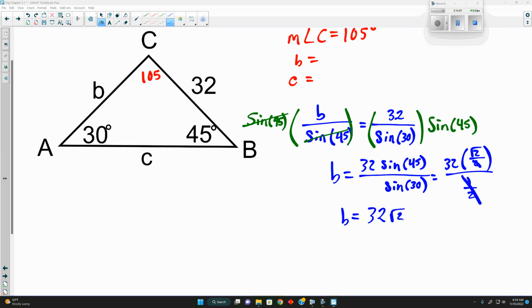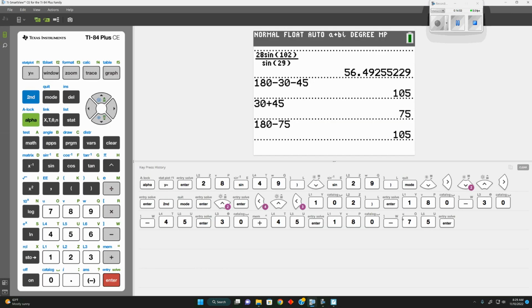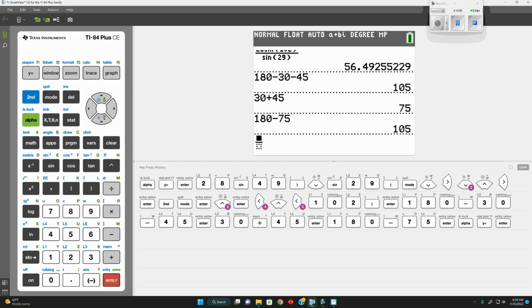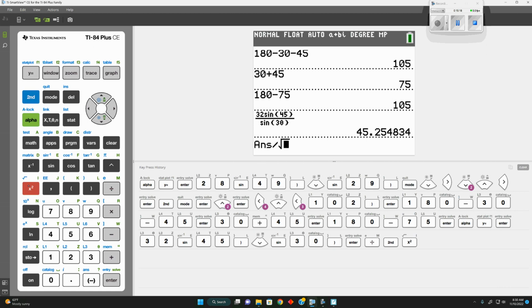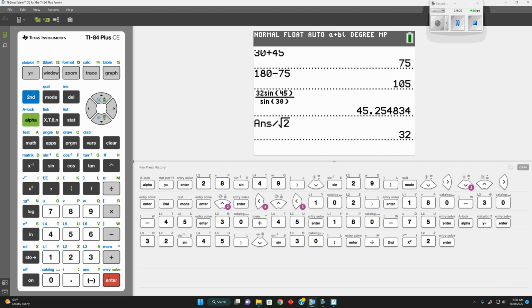Now, if we did this in the graphing calculator, it would give us a little bit different answer. Well, not different per se. 32 sine 45 over sine of 30. And we get this here, 45.254834. And we know that the scientific or the graphing calculator does not do radicals. It doesn't leave it in radical form. So if I divided it by the square root of 2, we get 32. So it's 32 square root of 2.